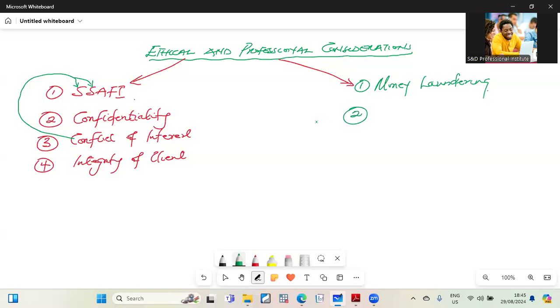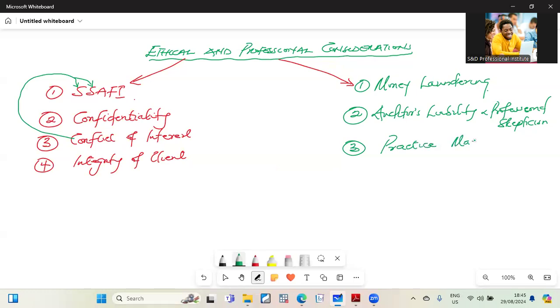Then number 2, we will be talking about auditor's liability, professional competence, and professional skepticism. Then the third thing we will be looking at is practice management, where we will look at how to obtain a client and how to maintain a client. The fourth thing that usually comes in here has now been separated to have its own mark, and we considered that the last time. It is called corporate governance. So these are the issues.